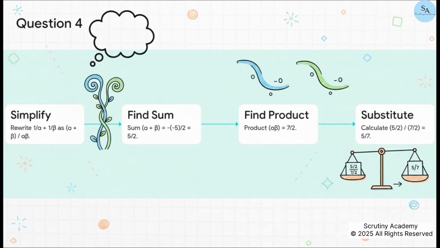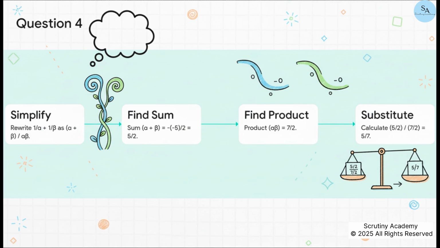Okay, this one's a bit of a puzzle. The trick here is not to find alpha and beta. Instead, look at what they're asking for. 1 over alpha plus 1 over beta. Let's combine those fractions. We get alpha plus beta on top and alpha times beta on the bottom. Hey, wait a minute. That's just the sum of the zeros divided by the product. We can find those with our golden formulas.